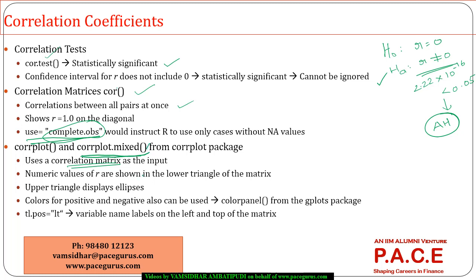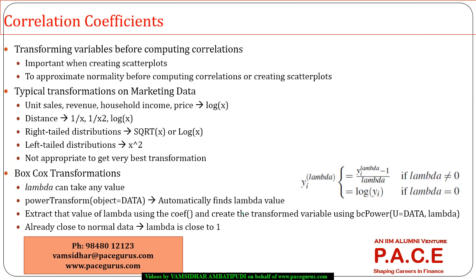Numerical values of the correlation are shown in the lower triangle of the matrix. Upper triangle is displaying the ellipses. I can use the colors for the positive and the negative, where I am using the color panel from the gplots package. And tl is LT, shows that we are looking at the variable names on the left as well as on the top of the matrix. So these are some more interesting things that we can talk of when we are using the correlation coefficients.